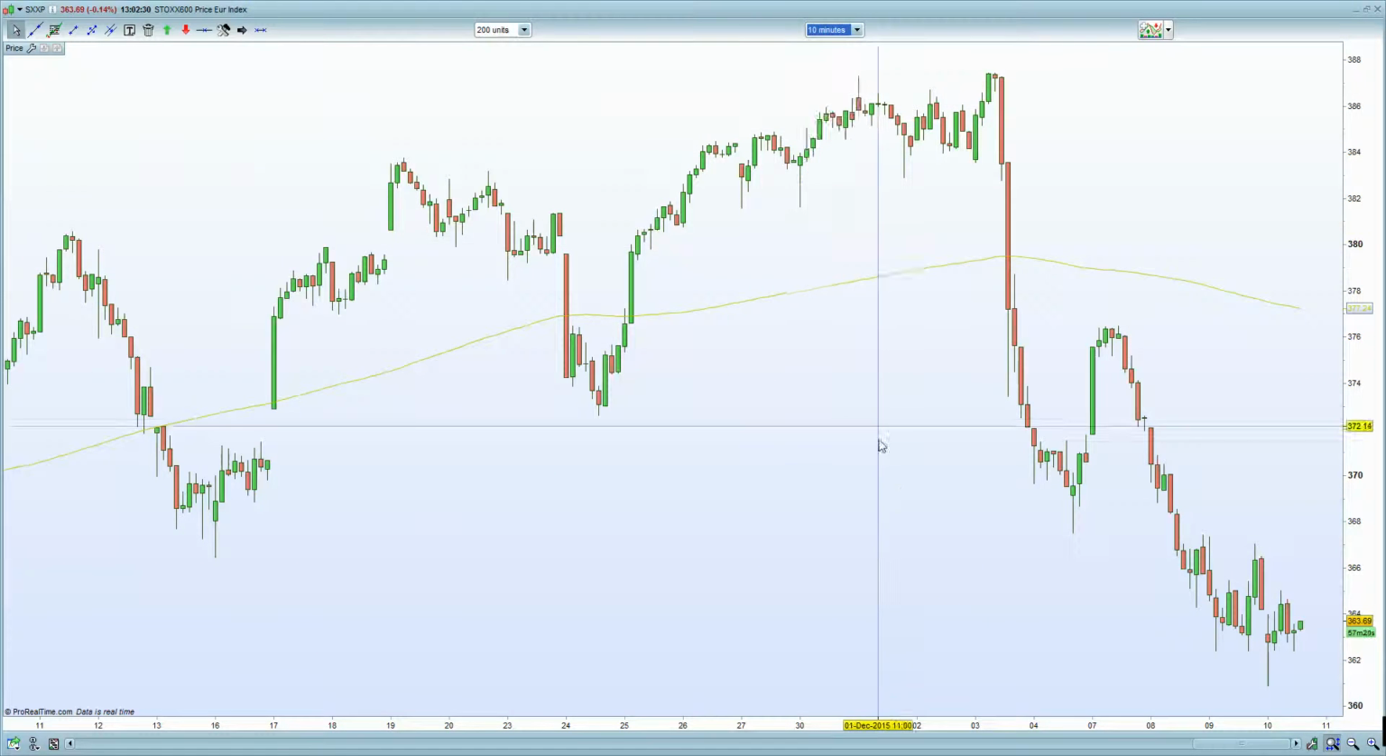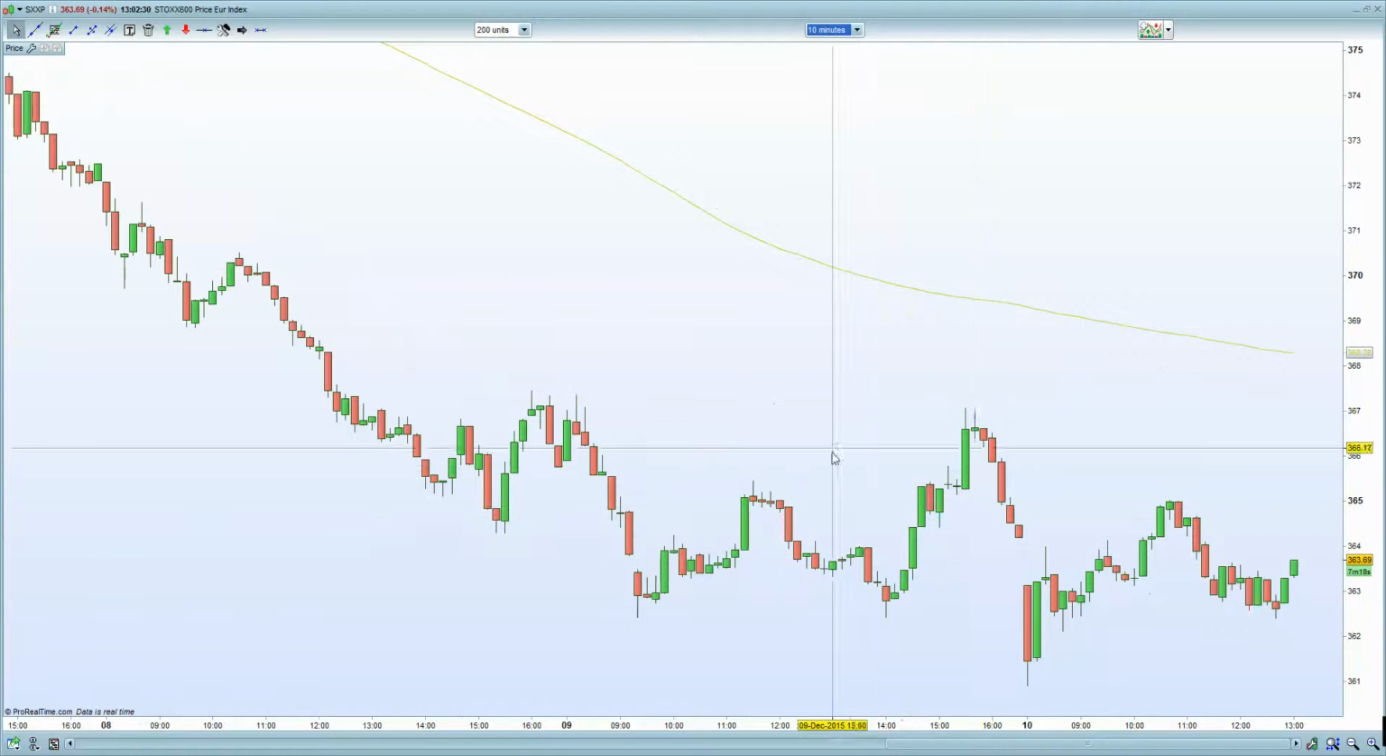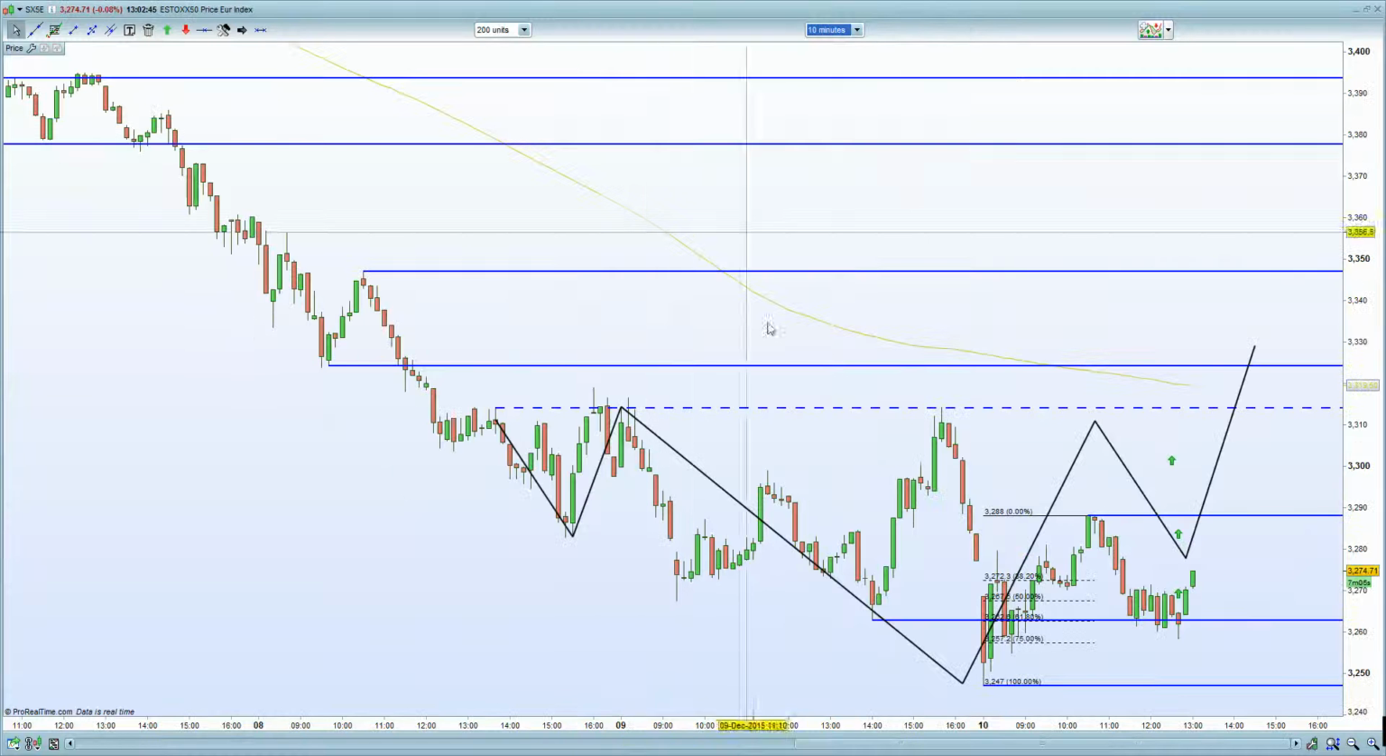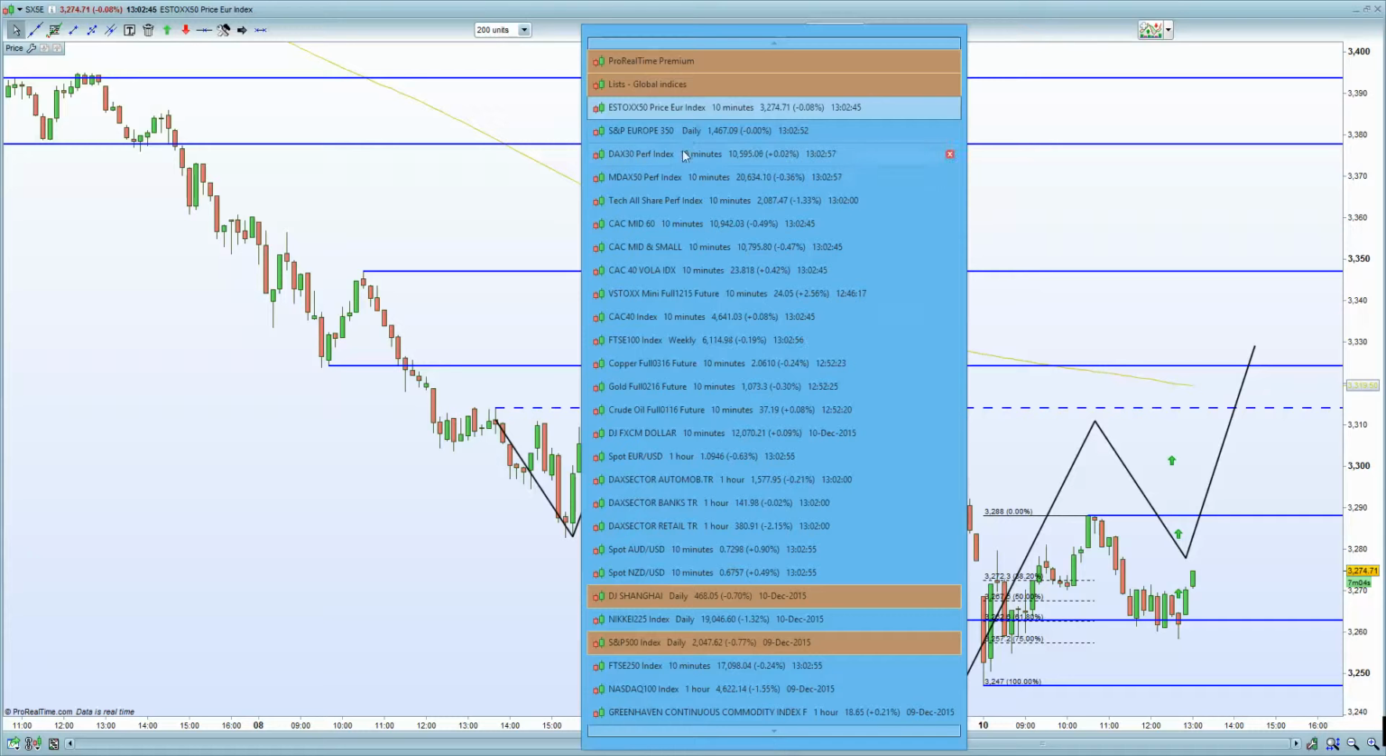Now the 10-minute chart basically is the most important here at this juncture, given the fact that we haven't put in a lower low and we've put in a higher low. So that's the important aspect here on the Euro Stoxx 600. Now look, bring up the S&P 350 Europe. Let's just bring that up too.